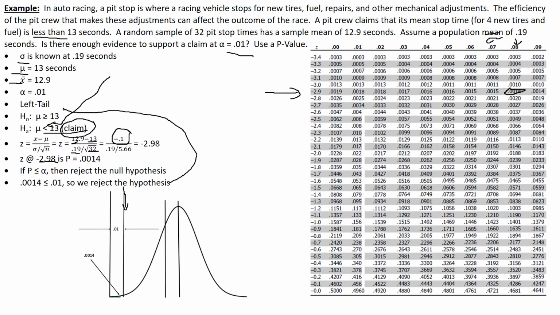It's greater than or equal to 13. We're actually saying we support the claim on the alternate hypothesis. Alternate does not mean it's bad. It means we want it to be less than 13 seconds. In this case, they proved this statistically.